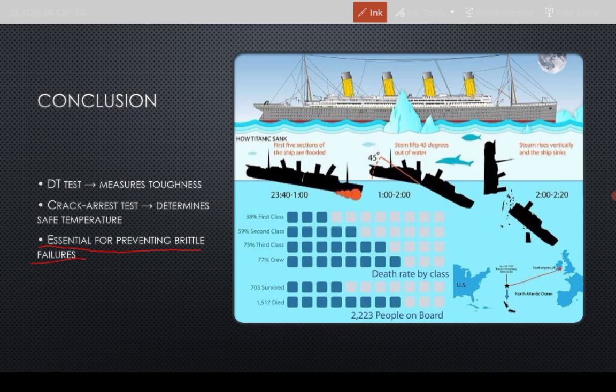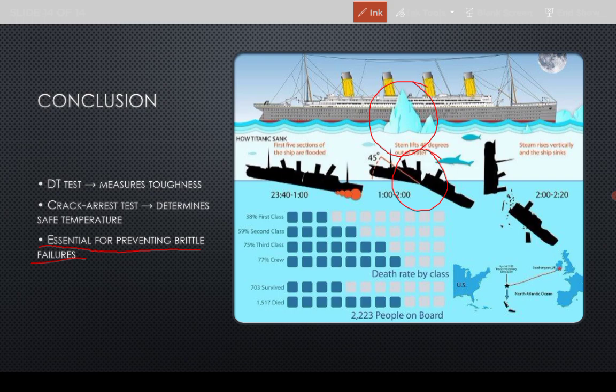The Titanic disaster is a classic real-life example of brittle fracture. The steel used in the Titanic hull became very brittle in the freezing North Atlantic water. Because of this, when the ship hit the iceberg, cracks spread very fast instead of absorbing impact energy. That's why the ship broke in half instead of forming a small crack.